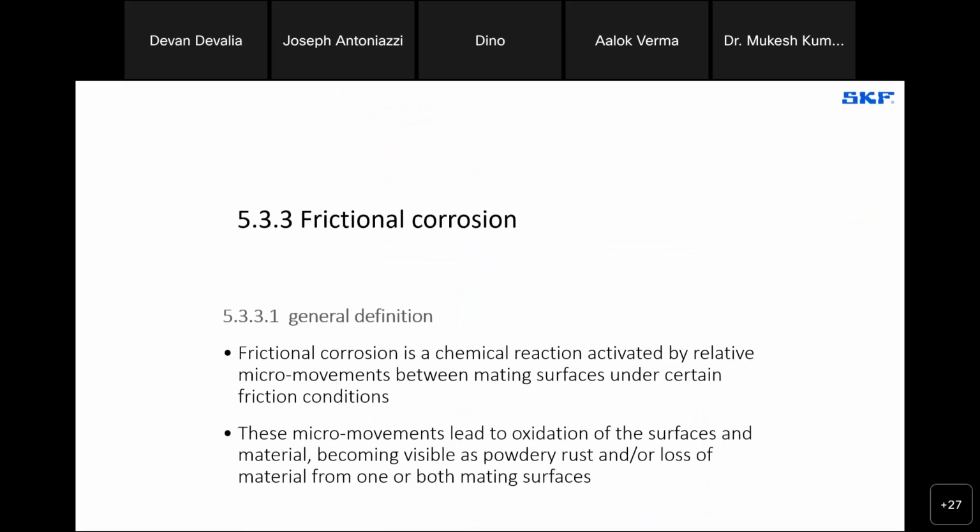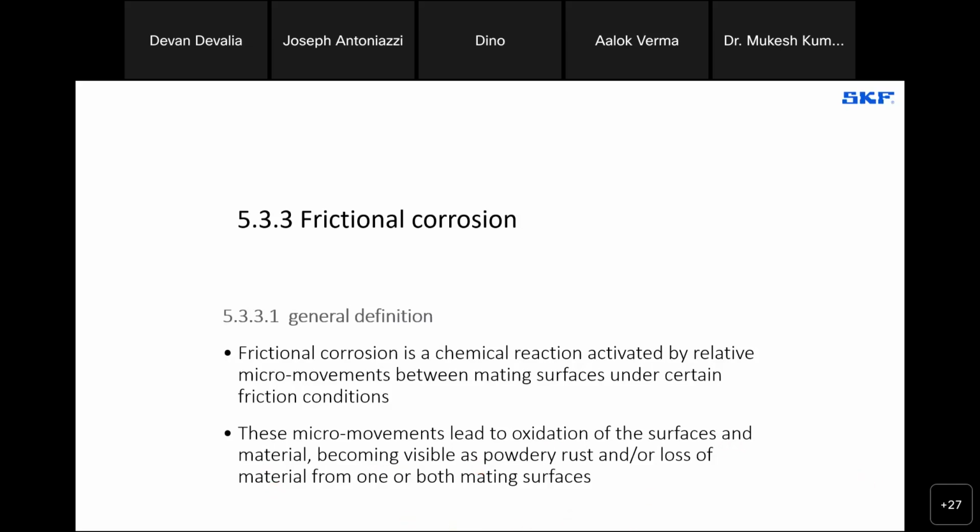Frictional corrosion. Frictional corrosion is a chemical reaction that's activated by micro movements between mating surfaces, or let's say components that are adjacent to one another. These micro movements lead to oxidation of the surfaces, and they may become visible as a powdery rust, and actually a loss of material from one or both of the mating surfaces. It depends on the type of material and the hardness, etc.